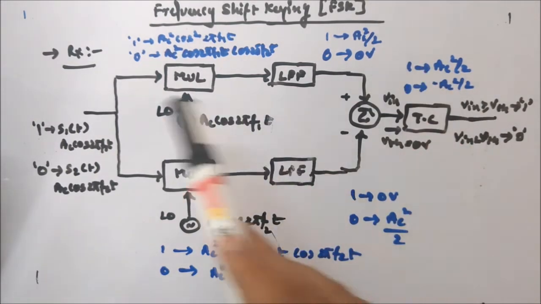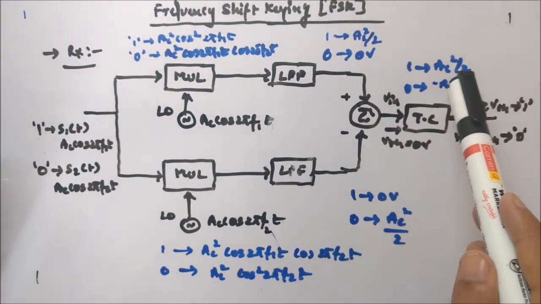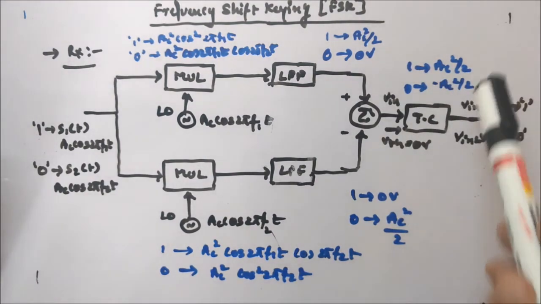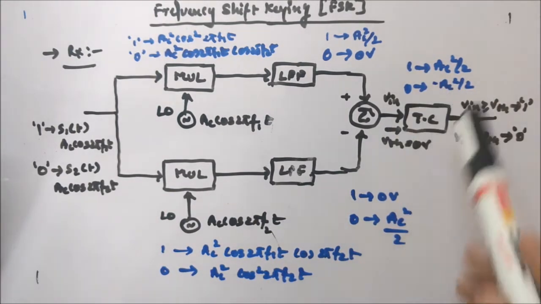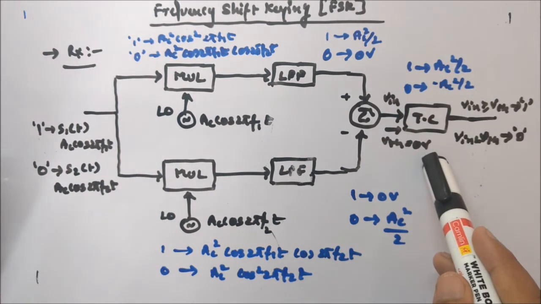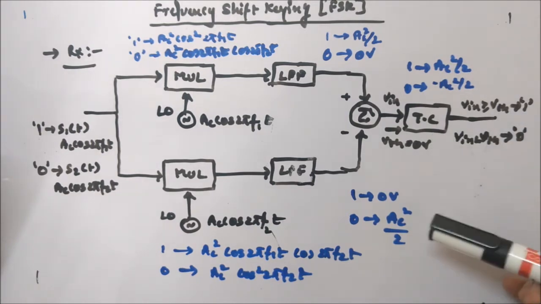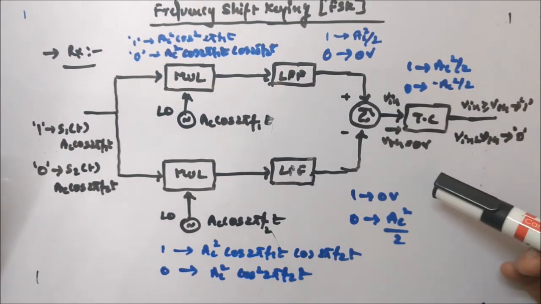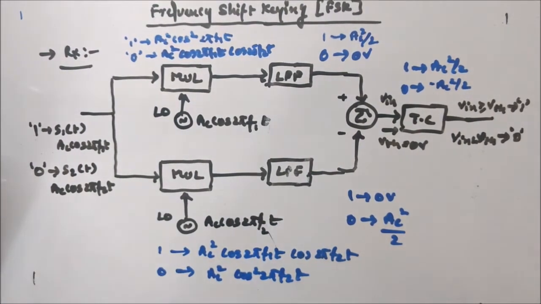If bit 1 was transmitted, the input here will be Ac²/2, and if bit 0 was transmitted, the input here will be minus Ac²/2. So the threshold voltage will be 0 volt. If it is above 0 volt, it will detect that 1 was transmitted. If Vin is below 0 volt, bit 0 was transmitted. That's how you recover.